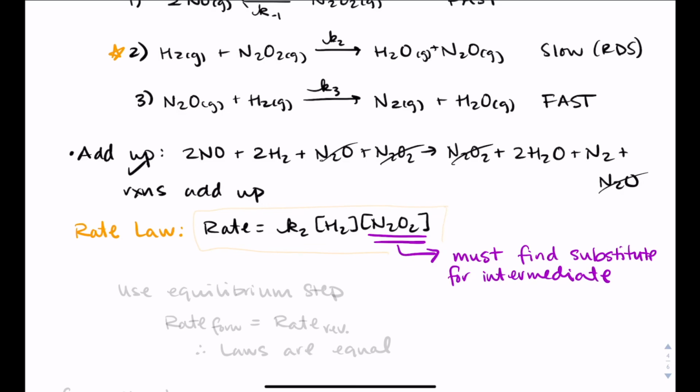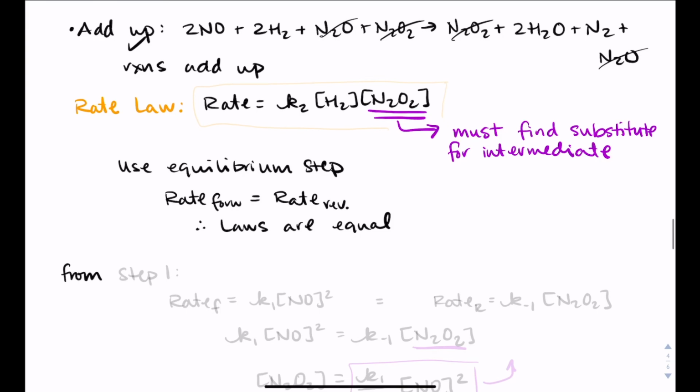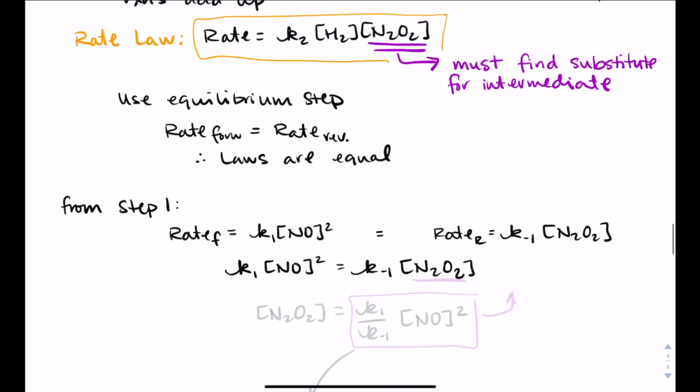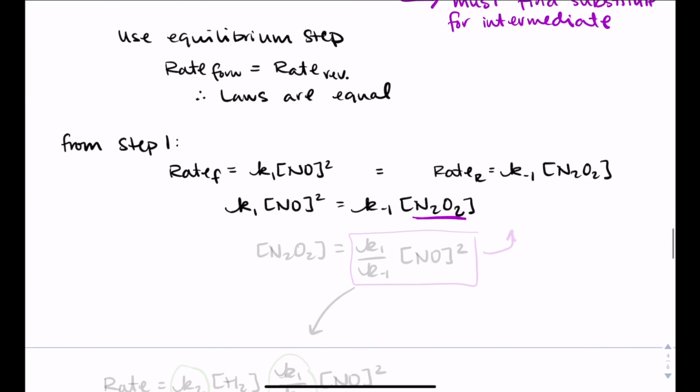The thing that we use to substitute is the equilibrium step. So one of the definitions of equilibrium from way, way long ago at the very beginning of second semester is that equilibrium is when the rate of the forward reaction equals the rate of the reverse reaction. That is one of the definitions, and it's the one that we need, and it's super important for this. This means that the rate law for the forward reaction is equal to the rate law for the reverse reaction. So from step 1, I can write a rate law for the forward reaction that says the rate of the forward reaction is equal to k1 times the concentration of NO squared. And for the reverse reaction, the rate of the reverse reaction is equal to k minus 1 times the concentration of N2O2. And because it is in equilibrium, these two are equal to each other. So k1[NO]^2 equals k minus 1[N2O2].